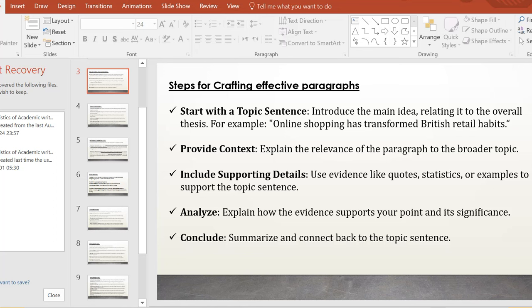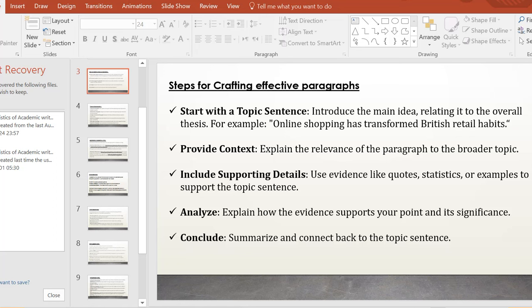A strong paragraph starts with a topic sentence. What do you mean by a topic sentence? Topic sentence is the first sentence of your paragraph. It introduces the main idea of the paragraph and it should be connected to the main point of your whole essay or the piece of writing. For example, if your essay is about the changes in shopping habits, your topic sentence could be something like online shopping has transformed British retail habits, or online shopping has changed how people in Britain shop. Okay, so this kind of starting sentences is initially introduced in your topic.